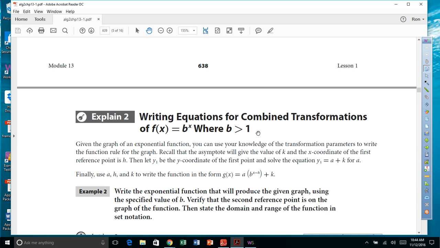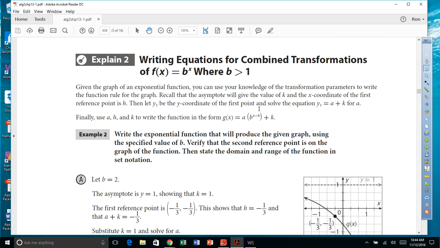Moving along. Writing equations for combined transformations of f of x equals b to the x power, where b is greater than 1. Given the graph of an exponential function, you can use your knowledge of the transformation parameters to write the function rule for the graph. Recall that the asymptote will give the value of k, and the x-coordinate of the first reference point is h. Then let y sub 1 be the y-coordinate of the first point and solve the equation y sub 1 equals a plus k for a. Finally, use a, h, and k to write the function in the form g of x equals a times b to the x minus h plus k.